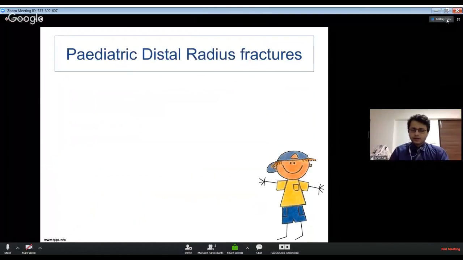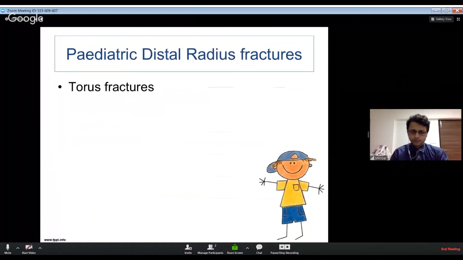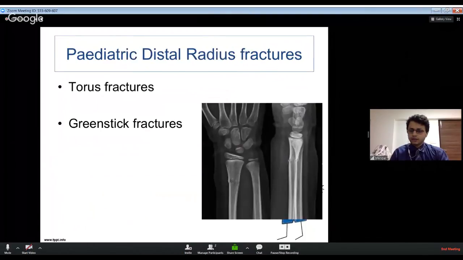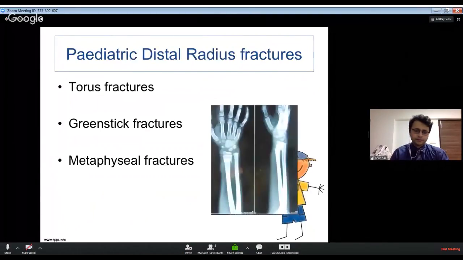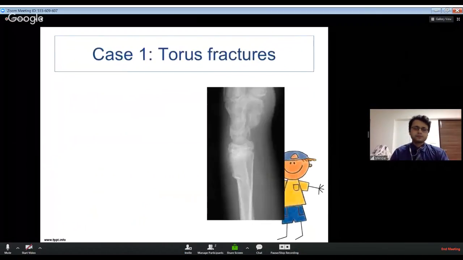If you look at distal radius fractures in childhood, there are basically 4 types. The commonest being the torus fractures. Secondly, we have the greenstick fractures. We have the distal radius metaphyseal fractures. And we have the dreaded physeal injuries in the distal radius.